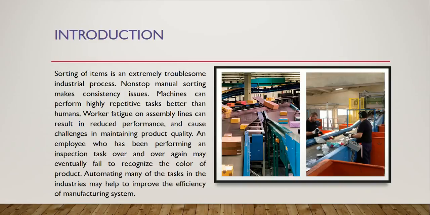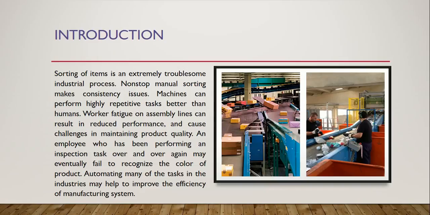Introduction. Sorting of items is an extremely troublesome industrial process. Non-stop manual sorting makes consistency issues. Machines can perform highly repetitive tasks better than humans. Work fatigue on assembly lines can result in reduced performance and cause challenges in maintaining product quality. An employee who has been performing an inspection over and over again may eventually fail to recognize the color of the product. Automating many of the tasks in industries may help to improve the efficiency of the manufacturing system.